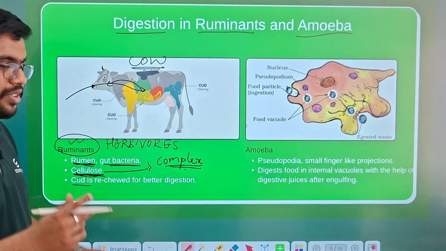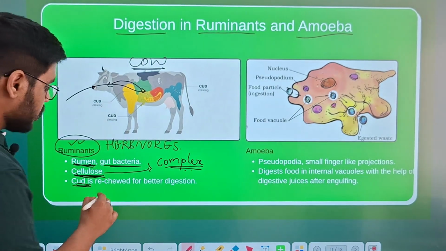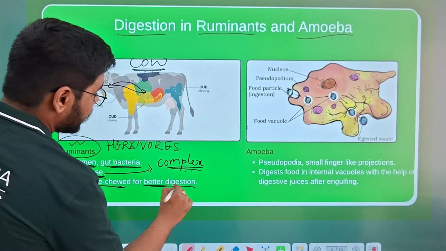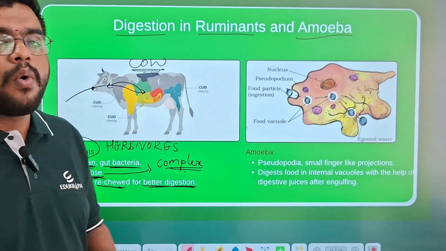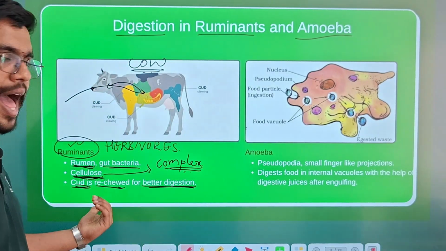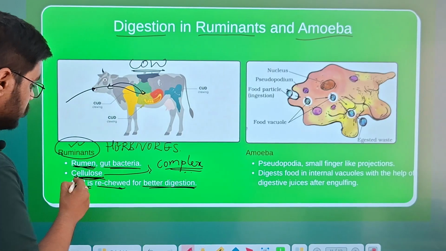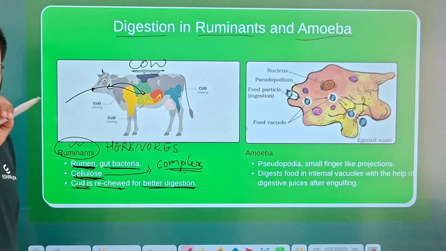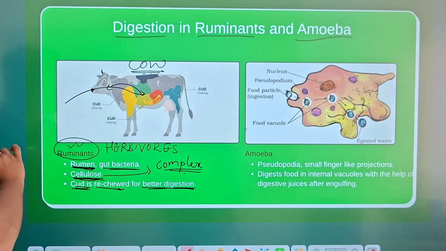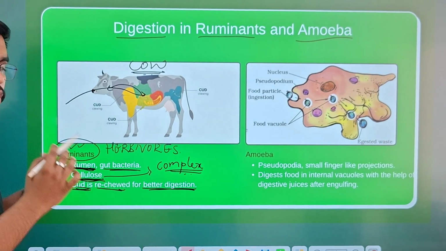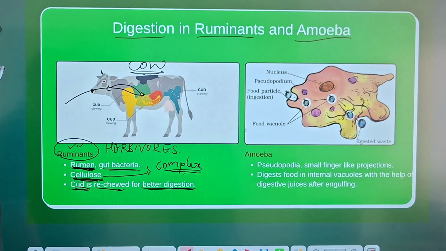Cud, as I already told you, is this chewed food that comes back to the mouth, called cud, for the re-chewing purpose, for the bettering of the digestion. There may be a question which comes in your exam: why can't humans eat grass or leafy vegetables for their survival? Because they don't have the gut bacteria called rumen and don't have a digestive system developed enough to digest cellulose. This will be your answer.